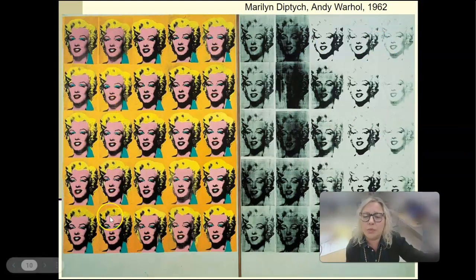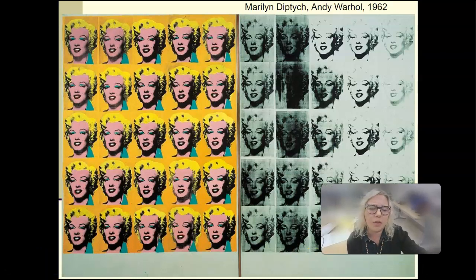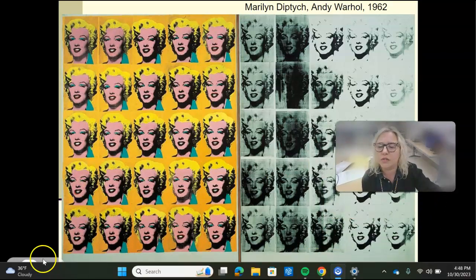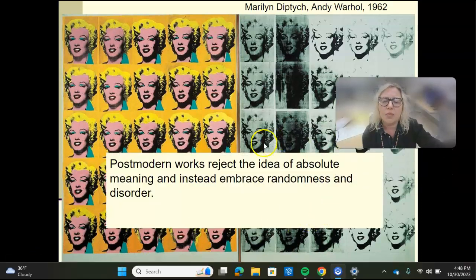On this side, we see the bright colors, maybe reminding us of her sort of beyond realistic celebrity status. And then on this side, it's black and white, maybe reminding us of the downfall of fame. But at any rate, this is a good example of postmodernism for a lot of reasons. Let's take a look at the definition first.